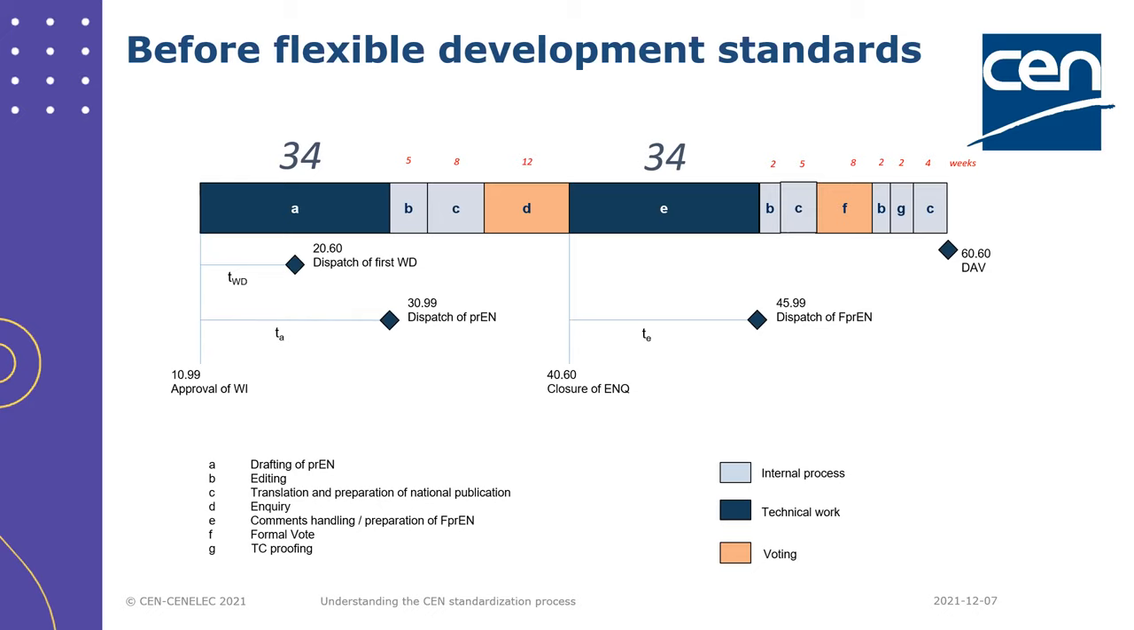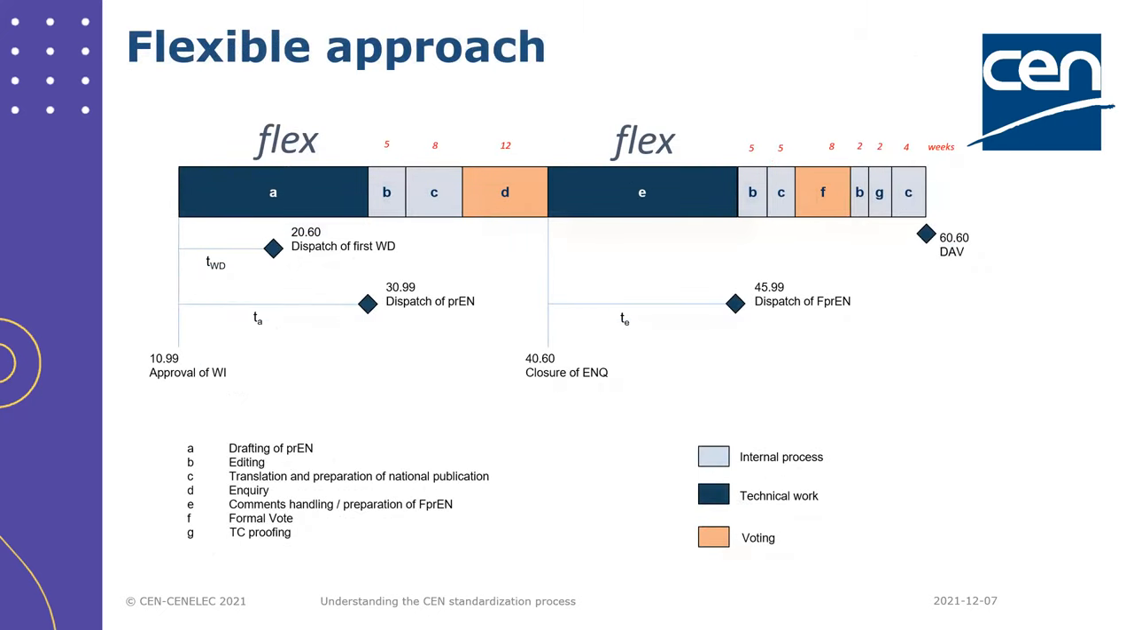So this was fixed. The idea with the flexible approach is that the TCs still have the same total number of weeks, which is 68 weeks, to develop the standards. However, the TCs decide how much time they want to allocate to stage A, which is the drafting of the standard, and stage E, which is the handling of the comments from the inquiry. The only restriction in place is that for stage A, the TC needs to allocate a minimum of 1 week, and for stage E, a minimum of 6 weeks.